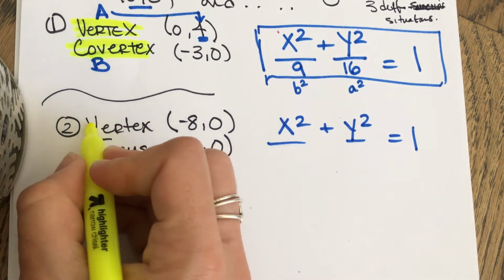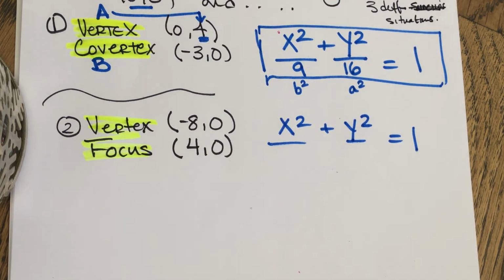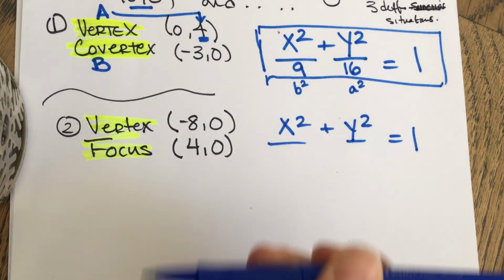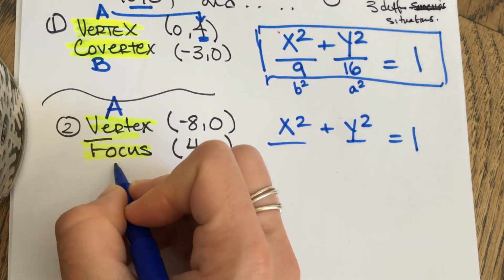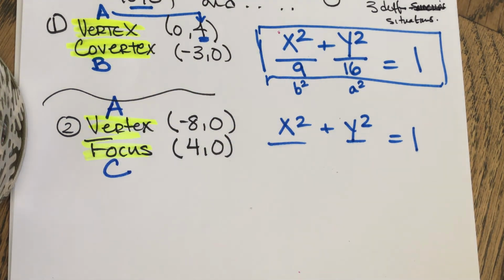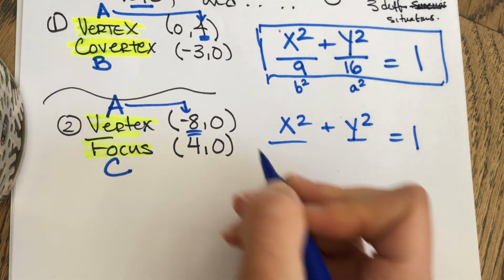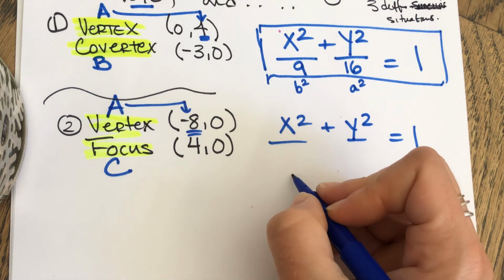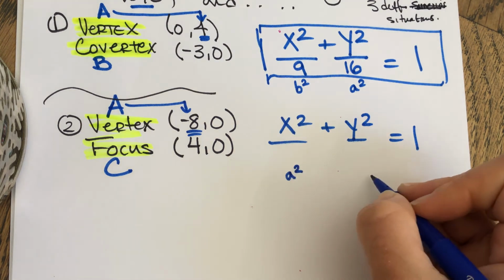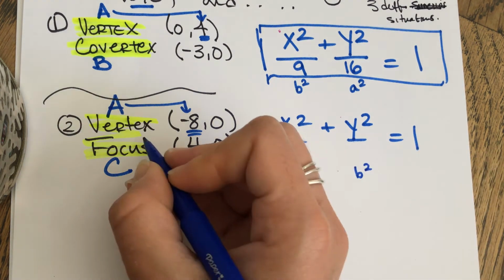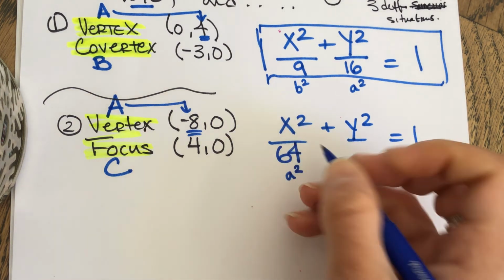Now, let's do this. So again, second scenario, vertex, focus. We all know the vertex is the A. Your focus is a C. C's not in the equation, but we'll work with it. So vertex, look where it is. It's the X. Okay, so right away, here is your A squared. You know this is your B squared. So we got a 64.